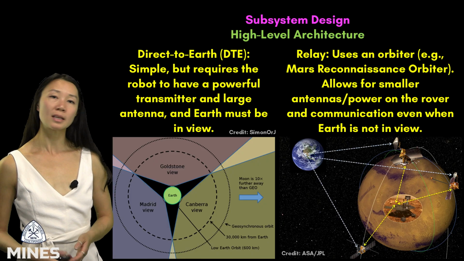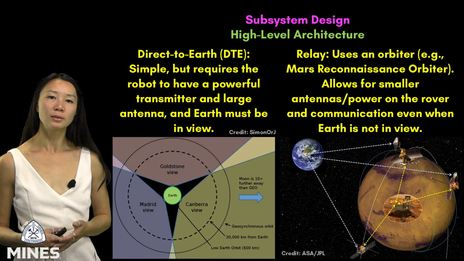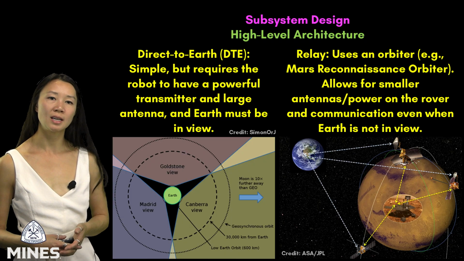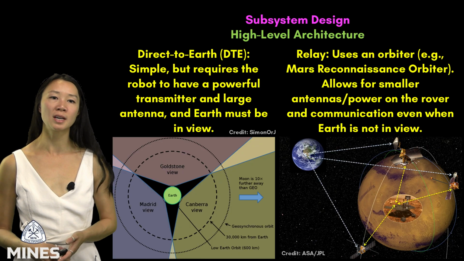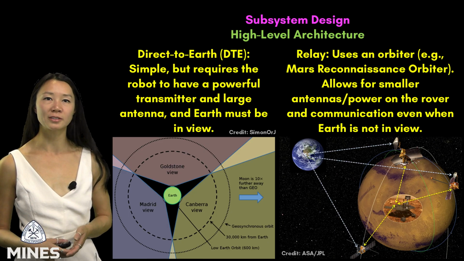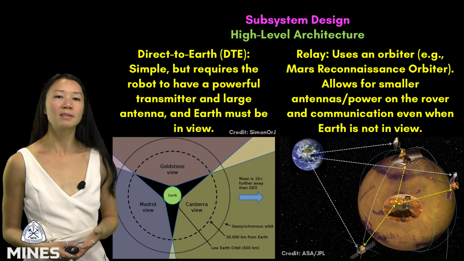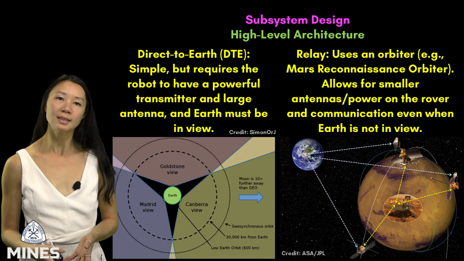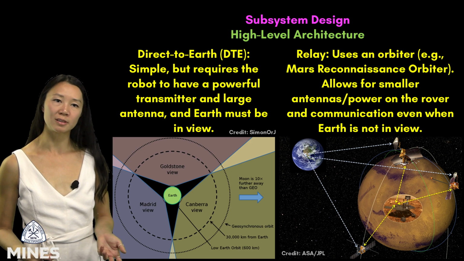A relay link is a two-hop system. A rover uses a low-power short-range link to send data to an orbiter flying overhead. The orbiter then uses its large antenna and powerful transmitter to relay that data back to Earth. An advantage of this configuration is that the rover-to-orbiter link is very short-range, allowing for very high data rates with low power consumption. That's extremely efficient.